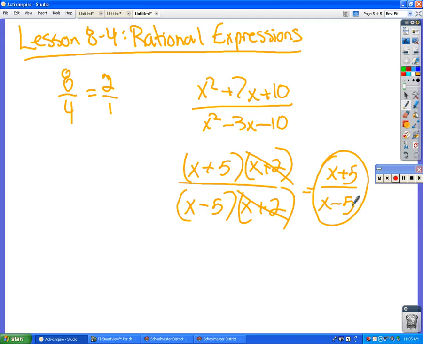Now, there is a situation when I can cancel when they're not exactly the same. Katie, this is what you're thinking of. If I have x minus 5 over 5 minus x, then I can cancel those out and get negative 1 because they're opposite. This x is positive, this x is negative, so they're opposites. This 5 is negative and this 5 is positive, so they're opposites. In this problem here, it's only the 5s that are opposite, not the x's, so I can't cancel. Okay? All right?